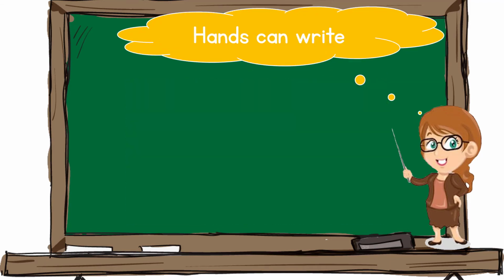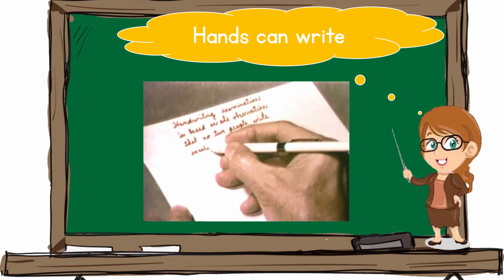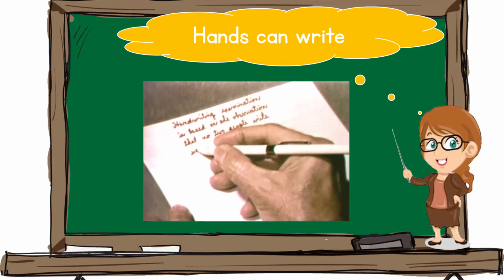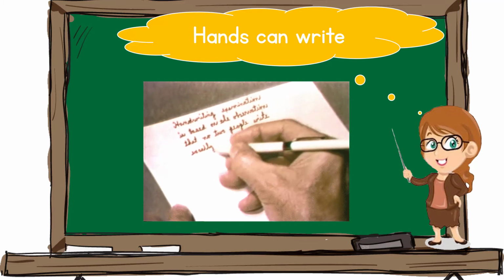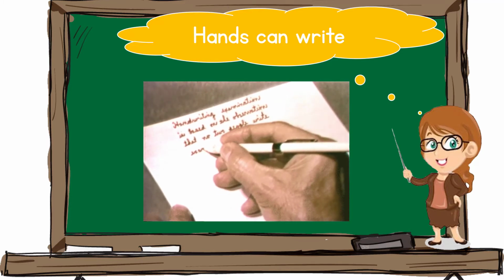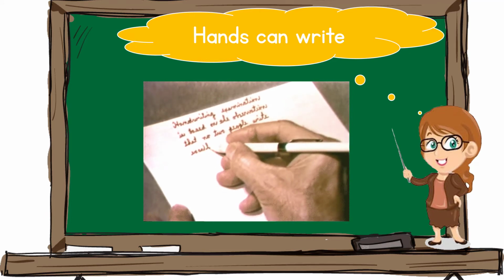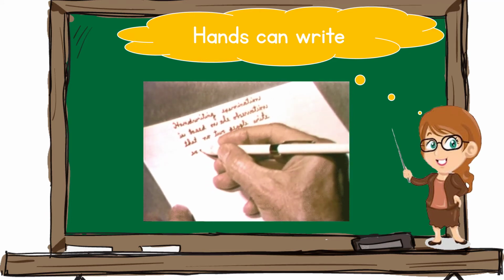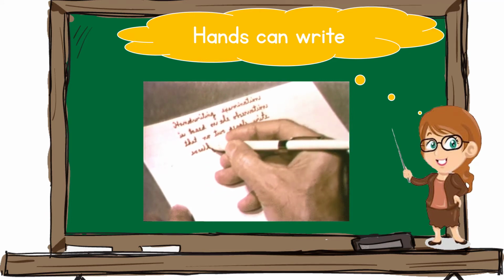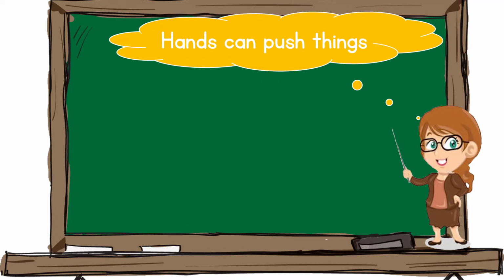What else, teacher? Hand can write. Wow, hand can write everything in the world, all right? So you guys can write in the book, right? Letter A, letter B, number 1, number 2, can mesh, can circle. So hand can write as well. Very good. Next one, last one.